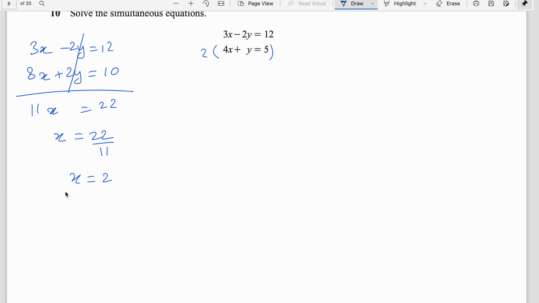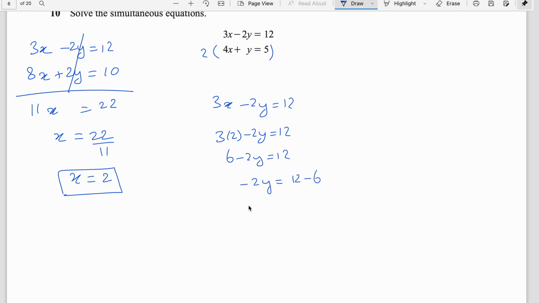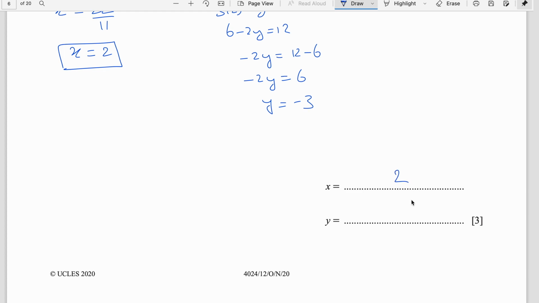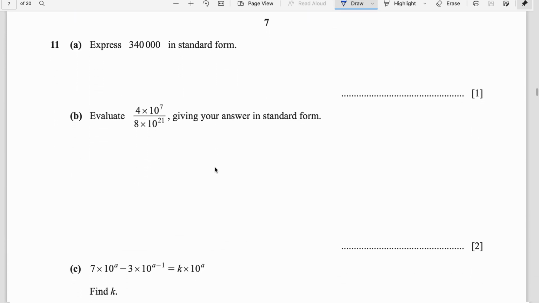Now you have the value of x, so substitute in any of the equations. So 3x minus 2y is equal to 12. 3 into 2 minus 2y is equal to 12. 6 minus 2y is 12, minus 2y is 12 minus 6. Minus 2y is equal to 6. y is equal to minus 3. So x is 2 and y is minus 3.